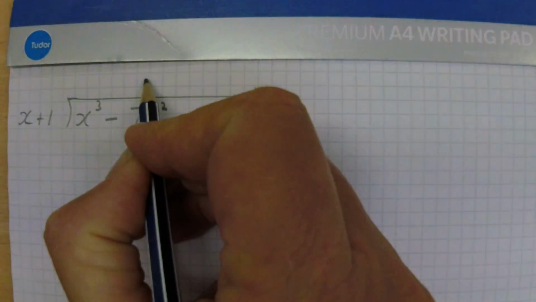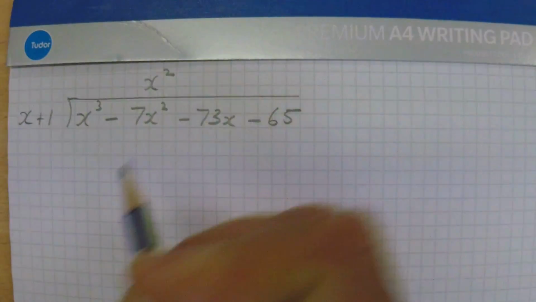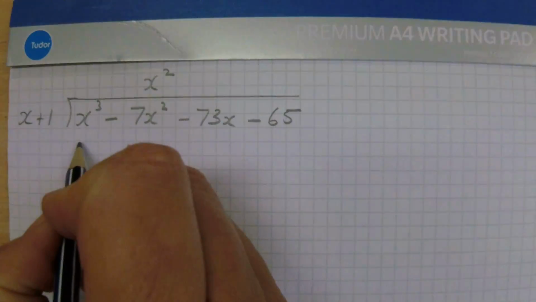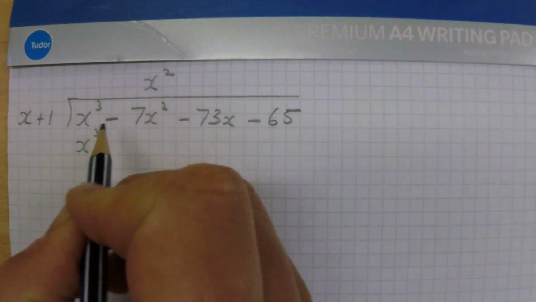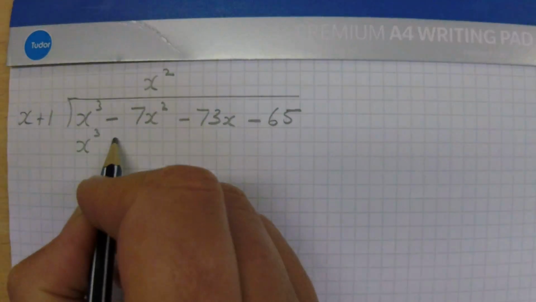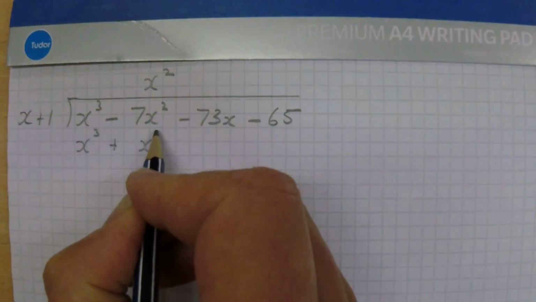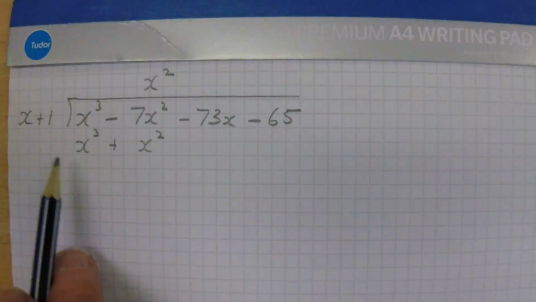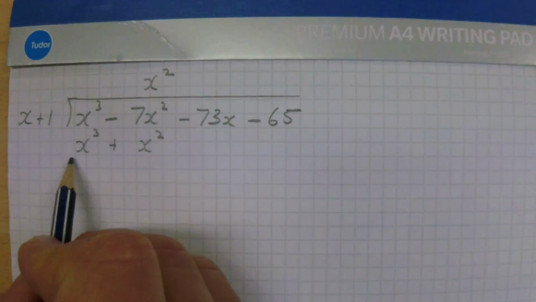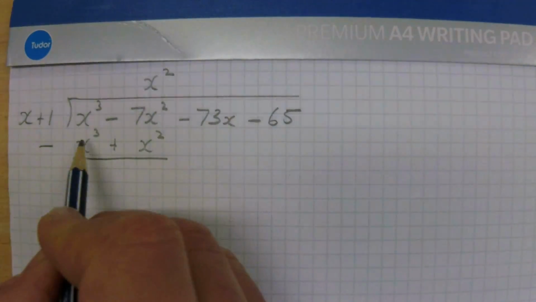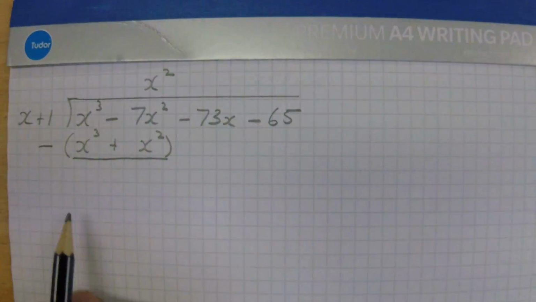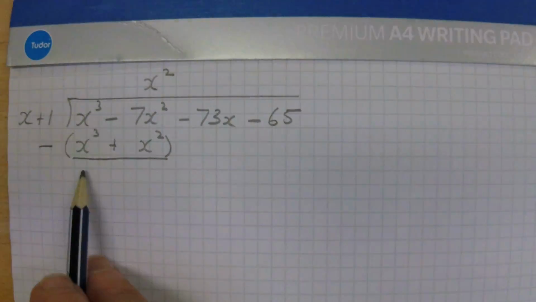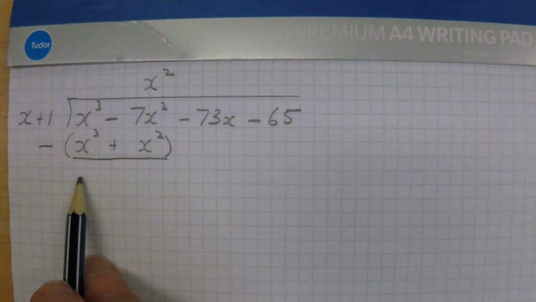So I'll write that as the first part here, x squared. Then x squared times x is x cubed. x squared times 1 is plus x squared. So I multiply this by the entire factor and write the result down. I have to subtract all of that. So x cubed minus x cubed leaves nothing. It should always leave nothing at this point if it's working.